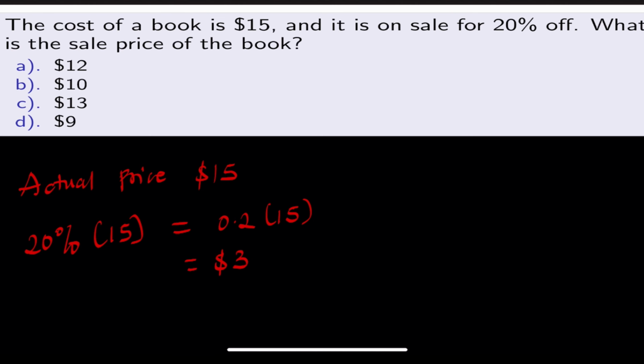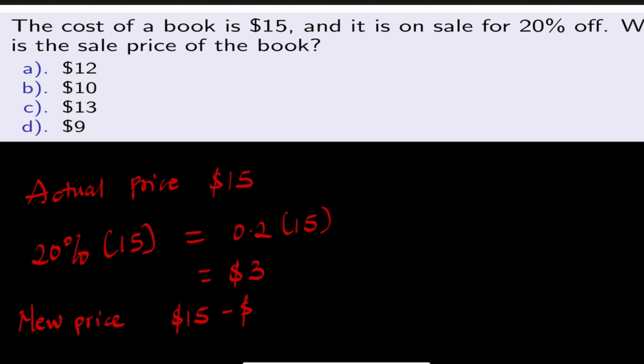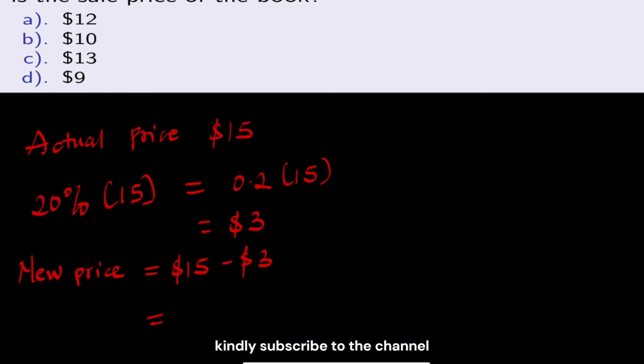So they've taken off $3 from the actual price, and so the new price will be the actual price, which is $15 minus the reduction, which is 3, and so the new price is now $12. So the correct option is option A.